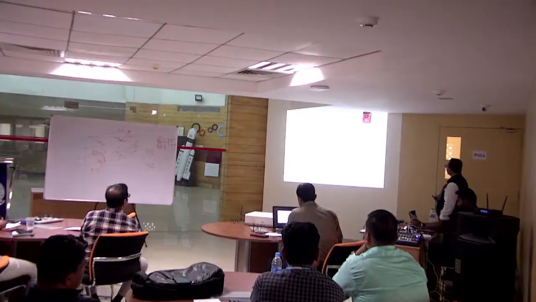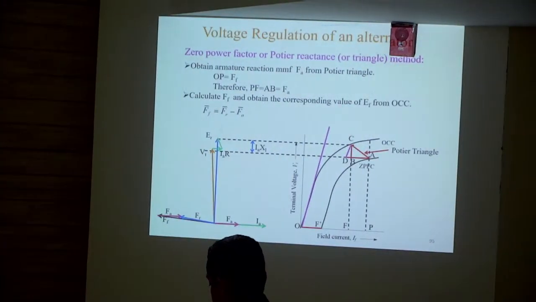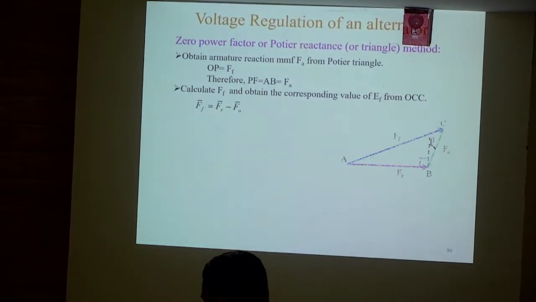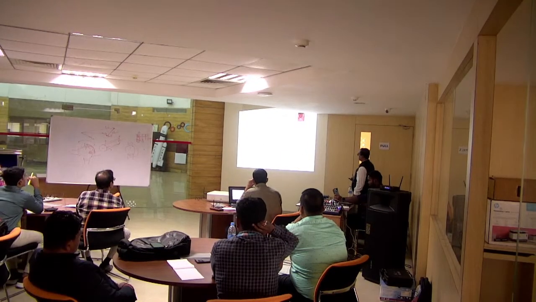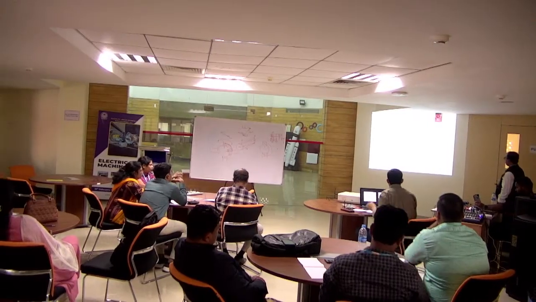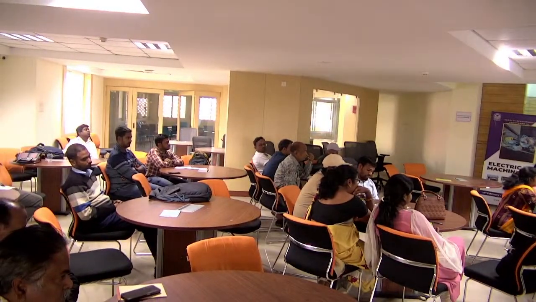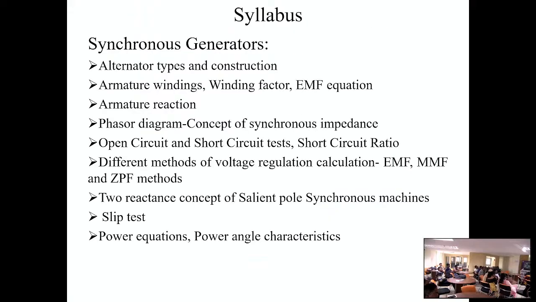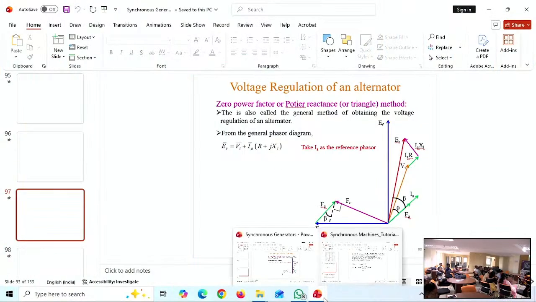And once you get FA and this FR you have got from the ER value, you can calculate FF. Once you get this FF, using this formula or using this triangle, either way, you will get the corresponding EF from OCC. So that is the FF calculation, and voltage regulation calculation is this. Okay, so go back to the previous slide, previous PPT.